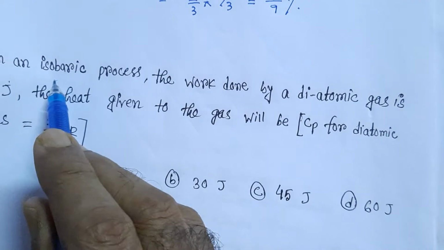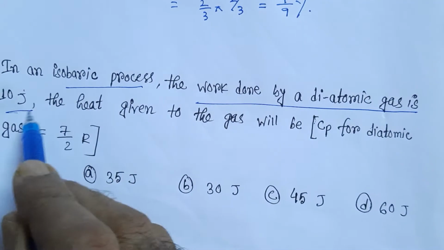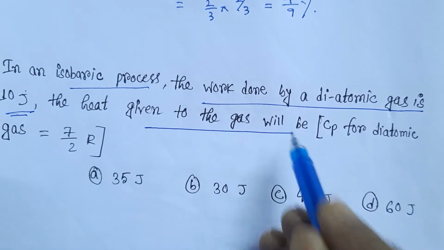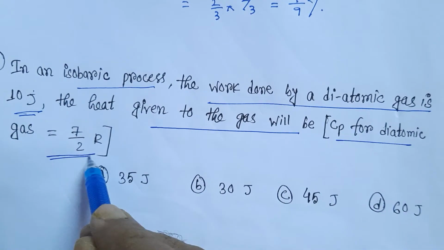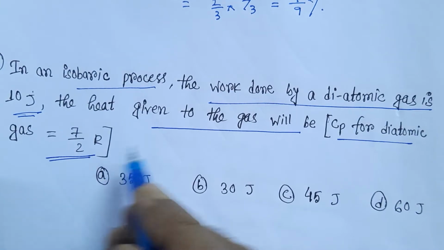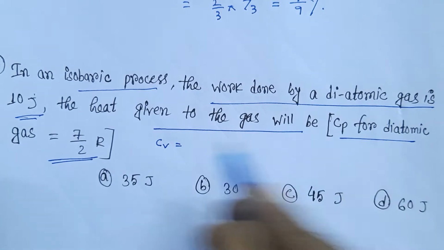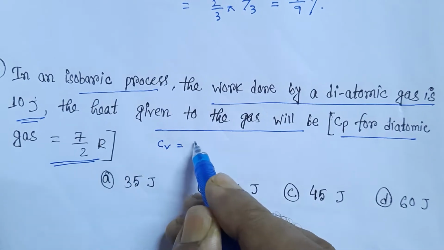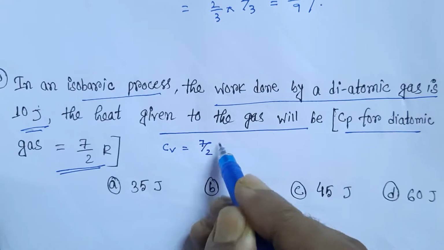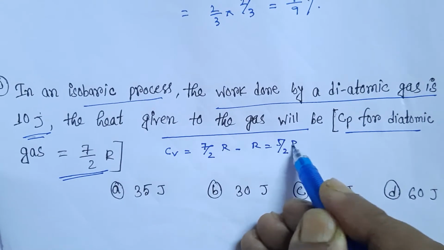In an isobaric process, the work done by a diatomic gas is 10 joule. The heat given to the gas will be? Cp for a diatomic gas is given as 7 by 2 R. We know that Cv is lesser than Cp by an amount R. So Cv equals 7 by 2 R minus R equals 5 by 2 R.